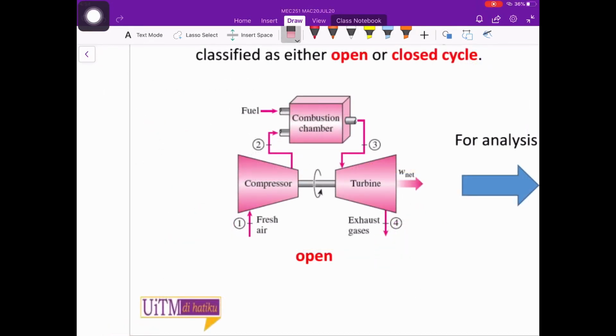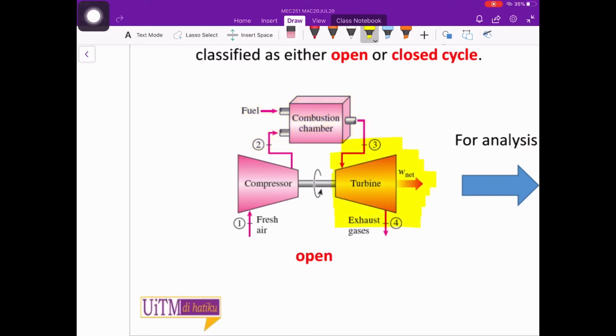The actual Brayton cycle operation is an open cycle that comprises a compressor, combustion chamber, and turbine. The compressor will take the fresh atmospheric air to be compressed. The compressed air will then flow to the combustion chamber, where the high pressure air will be mixed with fuel and combusted, resulting in high temperature gas, which is a mixture of air and fuel.